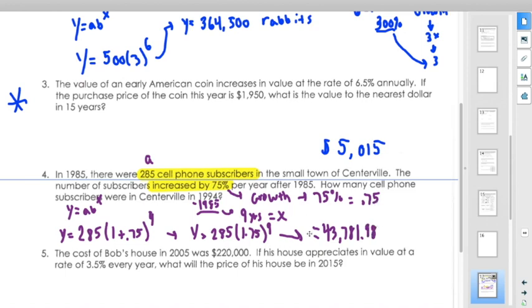Okay, how many cell phone subscribers were there in 1994? Again, always round down for living, breathing things. So it's not going to be 782, it's going to be 781. I'm rounding down. So the answer is 43,781 cell phone subscribers in 1994. Went from 285 to almost 44,000. That's a huge increase.